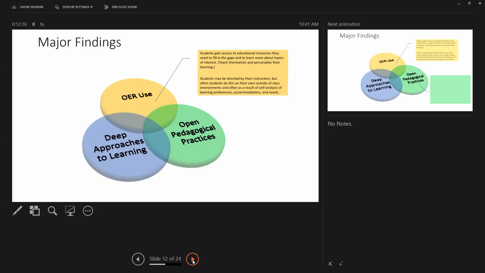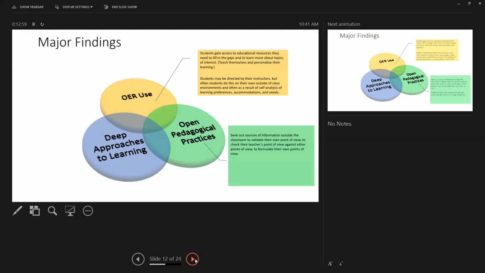And even though they were sometimes instructed by their faculty members to do this, a lot of times they did it on their own as a result of really interesting and deep self-analysis over their learning preferences, accommodations, and needs. I found this pretty amazing. I think sometimes we don't give students very much credit, but the students I talk to seem very self-aware.